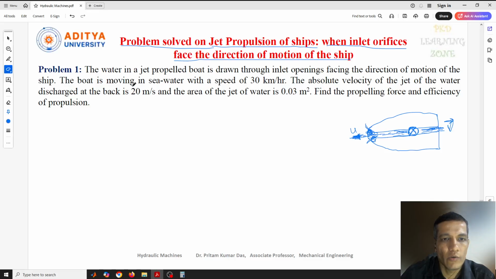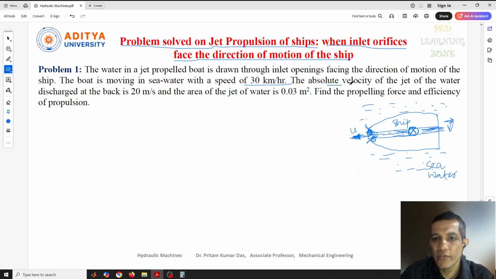Here I have taken the question: the water in a jet propelled boat is drawn through inlet openings facing the direction of motion of the ship. The boat is moving in sea water with a speed of 30 km per hour. Here we can draw some sea water. This is the ship, and this is the sea water.